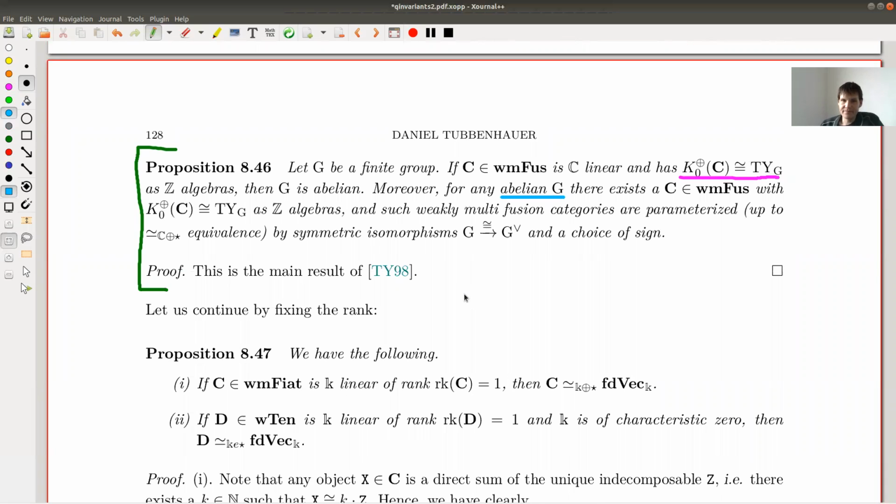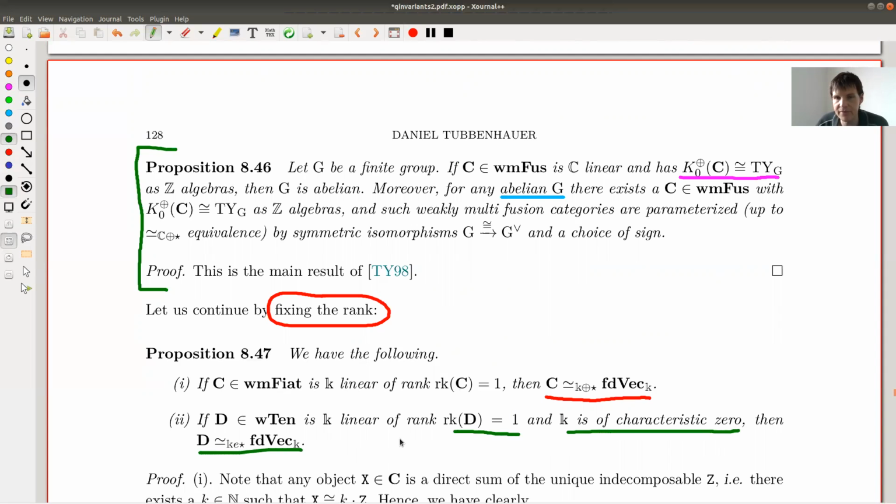And you can go on, like fusion categories of rank 1. So now let's fix the rank. Fusion categories of rank 1 are vector spaces, basically. If you have a fusion category, or a Fiat category, of rank 1, then it's vector spaces. And if you have a tensor category of rank 1, and let's say the underlying characteristic is 0, then the thing is also vector spaces.